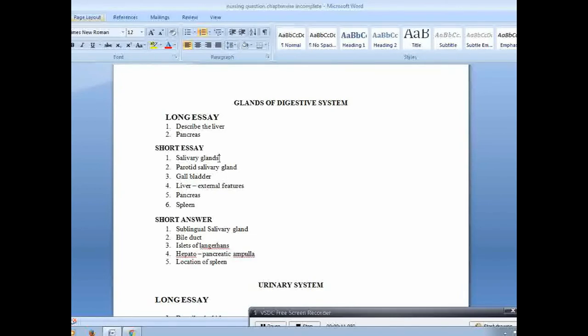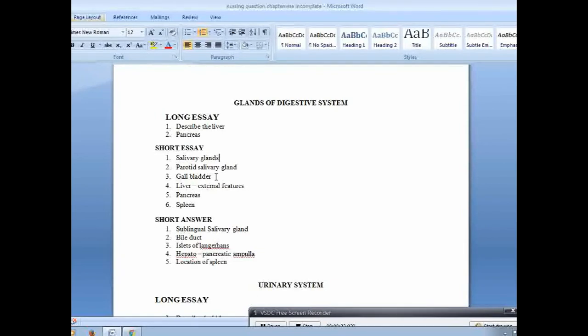Parotid salivary gland. Here the question is very specific: parotid. So here you need to mention the location of the parotid gland, what are the structures inside the parotid gland, like the retromandibular vein, the external carotid artery, the facial nerve. And the duct of the parotid gland, where it is opening, what are the structures pierced by the parotid duct.